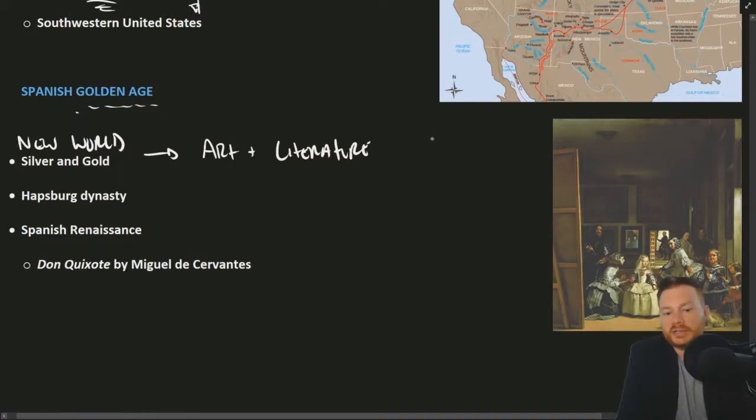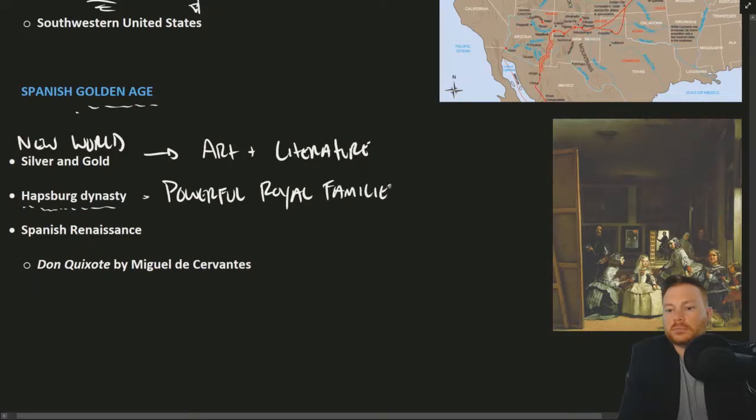The ruling dynasty, especially successively after Ferdinand and Isabella, was the Habsburg dynasty. The Habsburg dynasty, we might say, is one of the most powerful royal families in Europe. In addition to controlling the Spanish throne, the Habsburg dynasty also controlled a lot of other European royal seats. They had rulers in Austria, the Netherlands, all sorts of different places. So one of the most powerful royal families really ever to exist, and certainly ever to exist in Europe.